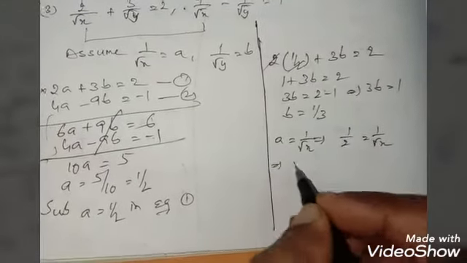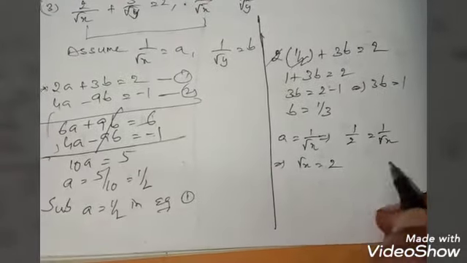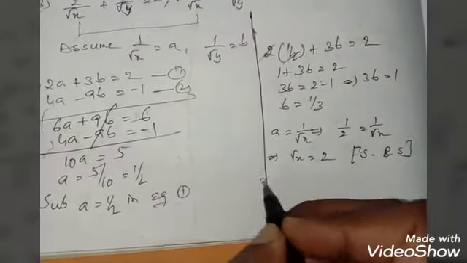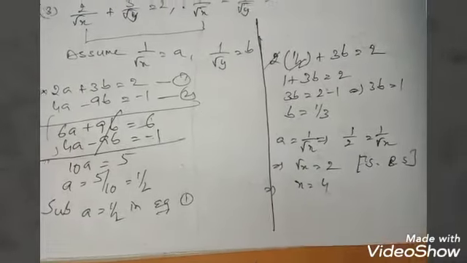Now if I cross multiply, root x is equal to 2. Now for this, squaring on both sides. Now if I do squaring on both sides, you will get x is equal to 4, right?